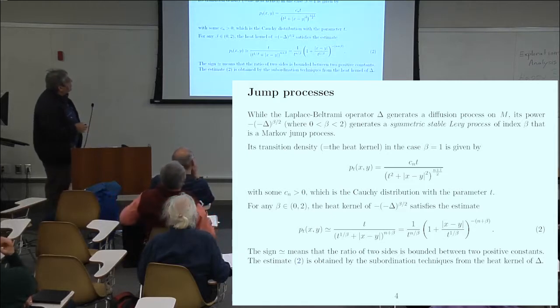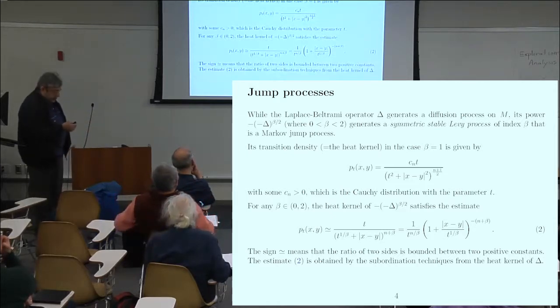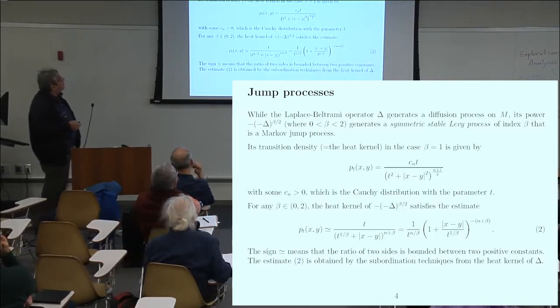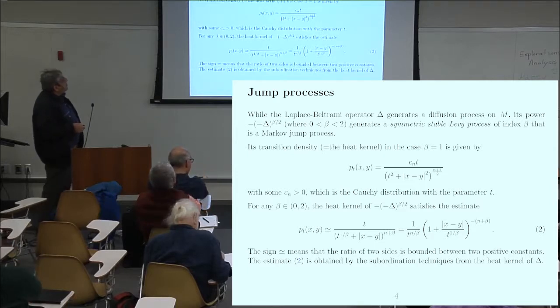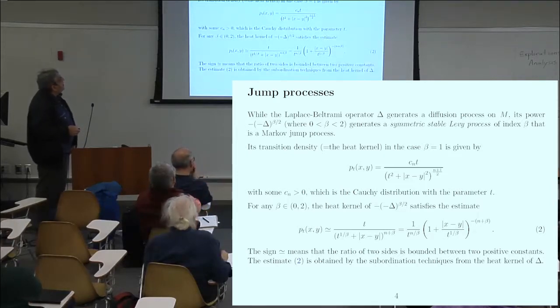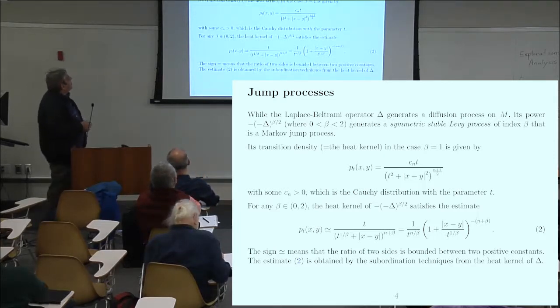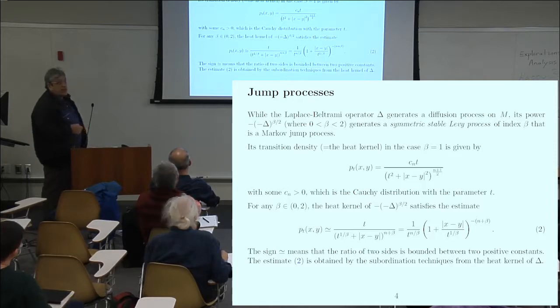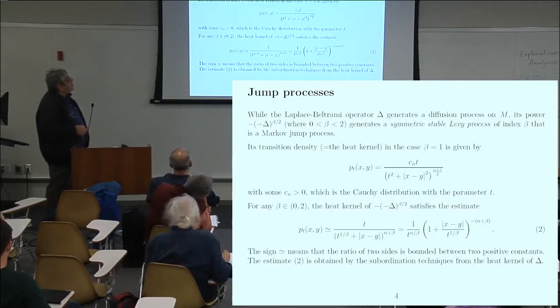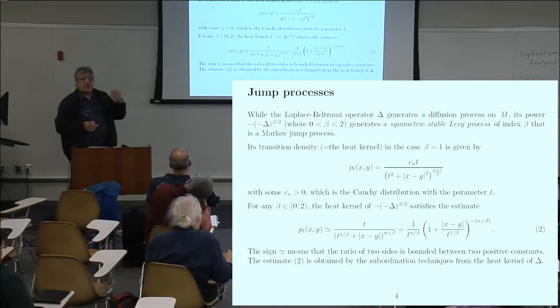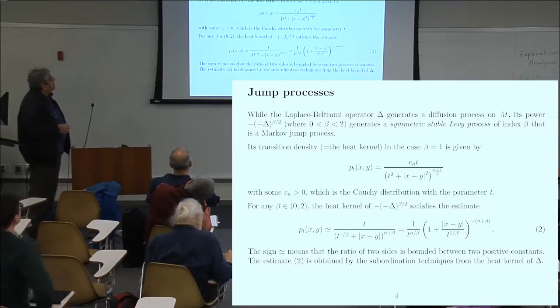But to start with, let me just recall a few facts about some examples of jump processes in R^n. So the Laplace-Beltrami operator, as I already mentioned, generates a diffusion process on the manifold M, but if one considers this power of this operator, I have to take minus because delta is negative definite here in this talk. So if we take the Laplace operator to the power beta over 2, where beta is between 0 and 2, that is, this power is between 0 and 1, this operator generates a so-called symmetric stable Lévy process of index beta, which is a Markov process with jumps. Right? This is well known in probability theory.